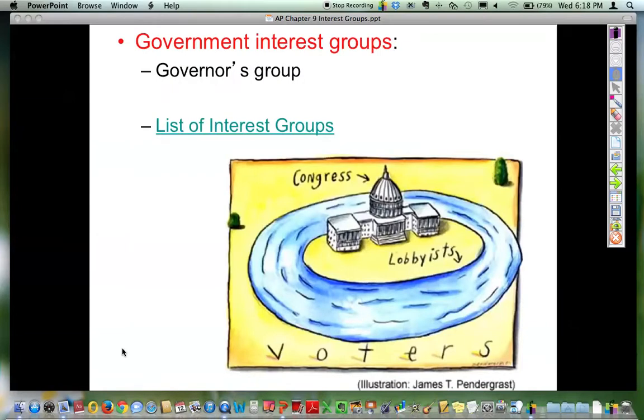So I'm going to stop here just for a moment, and I'm going to come back with part 2. I hope that was a little bit of a review on interest groups, what type of interest groups exist, why you would have interest groups, and different groups that are in the United States today.